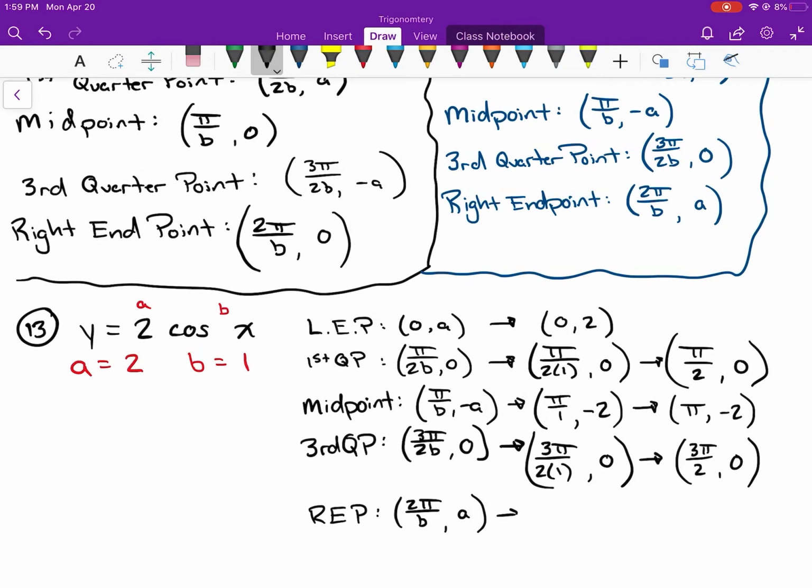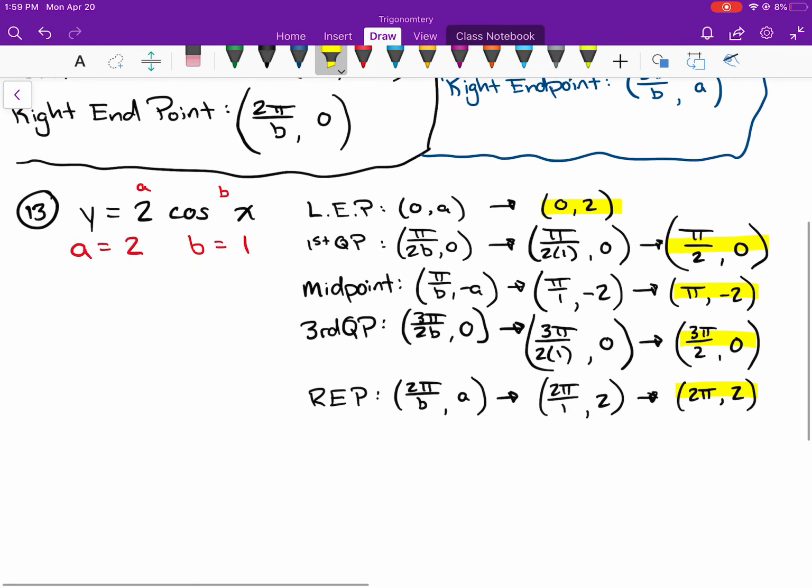And A. So it's 2 pi over B, which is 1, and then my A is 2. And we clean it up, and we get 2 pi and 2. Okay, so the points that we need are the ends right there.